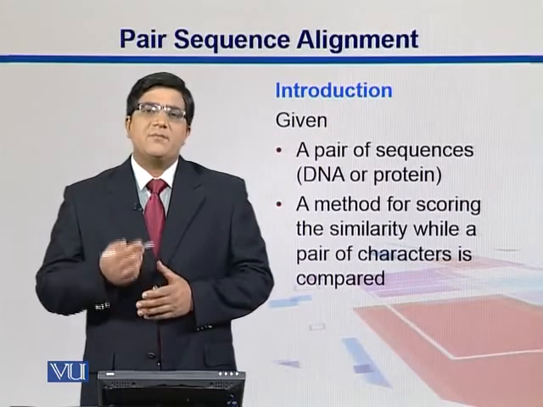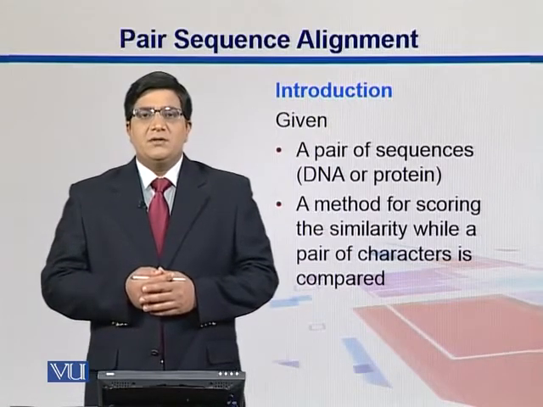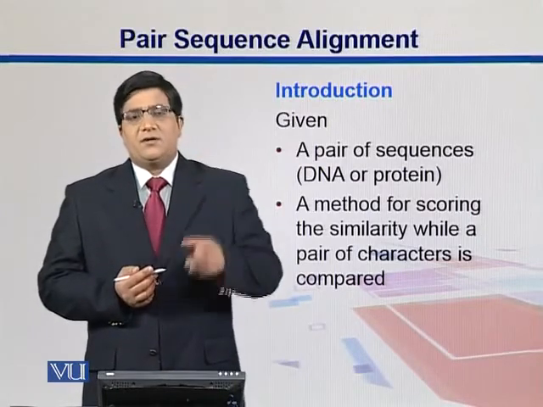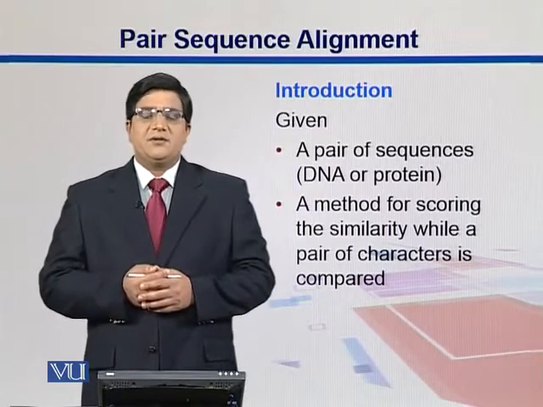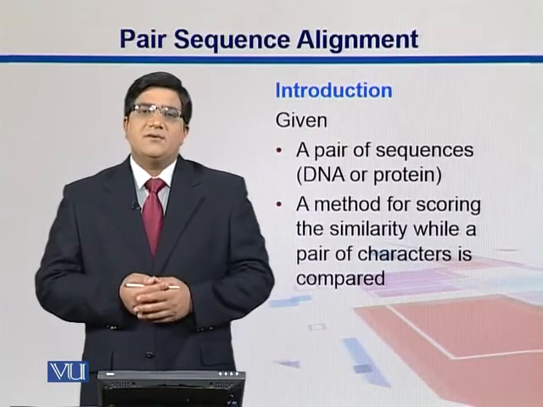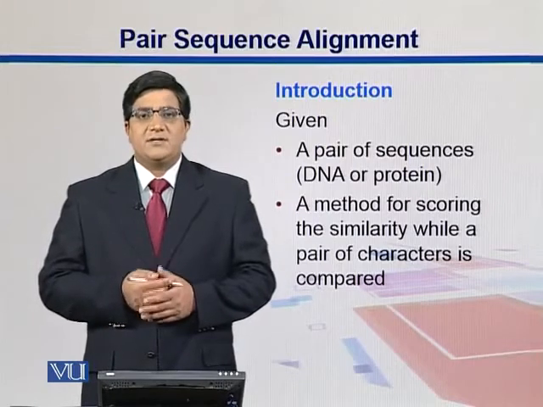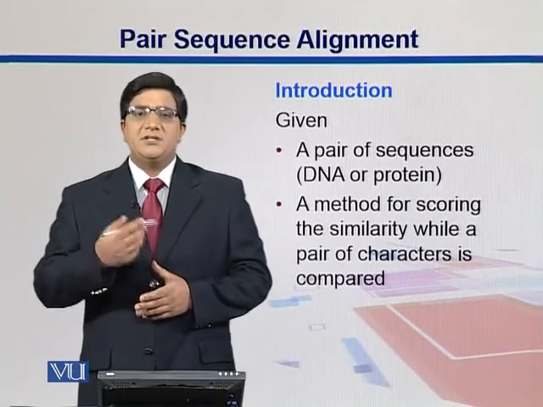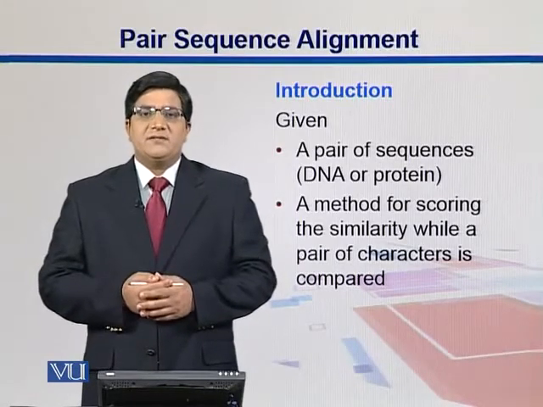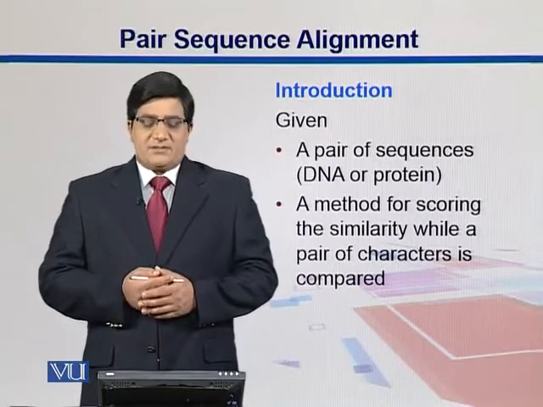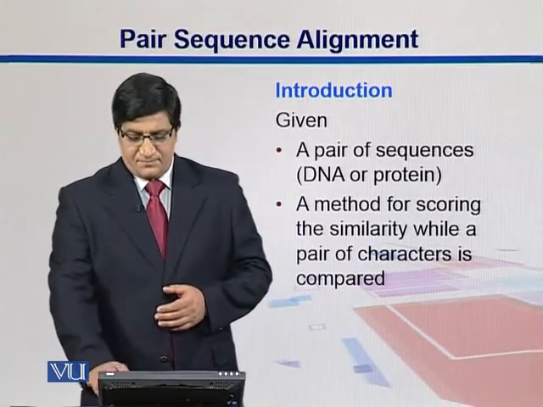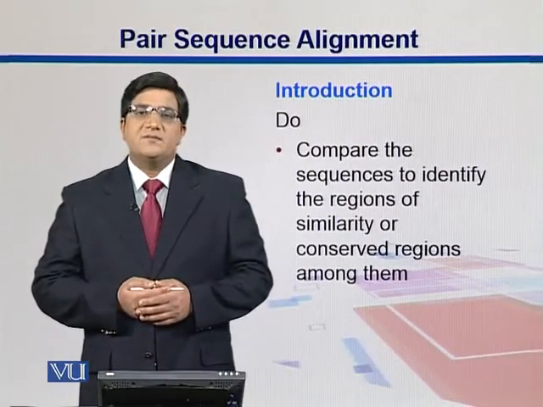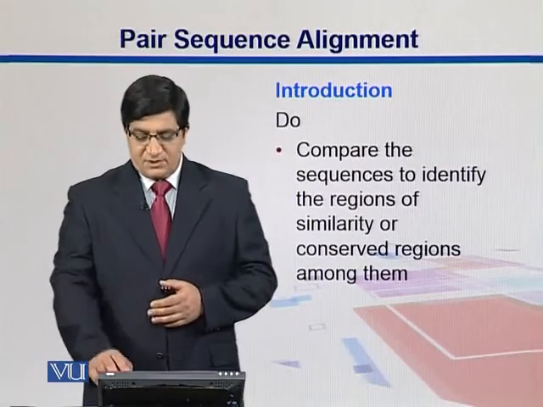While we are doing this comparison, we look into different nucleotides one by one. Nucleotide 1 on the first strand compares to nucleotide 1 on the second strand. In this way, we are comparing a pair of nucleotides or amino acids. That's why we call it pairwise sequence alignment. In addition to that, we have two sequences, so this kind of alignment is called a pair sequence alignment. We want to compare the sequences to identify the regions of similarity or to find the conserved regions among them.